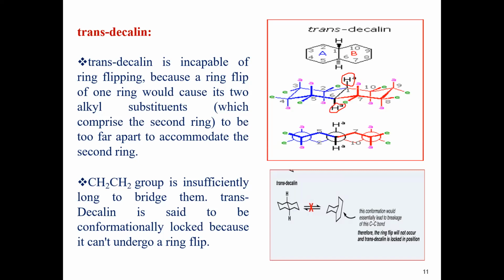In the case of the alkyl groups, this alkyl group has an equatorial position and this alkyl group has an equatorial position. On ring flipping, these two alkyl groups would not keep the same positions in an axial representation, so this trans decalin is not capable of ring flipping. This conformation leads to breaking of a C-C bond.